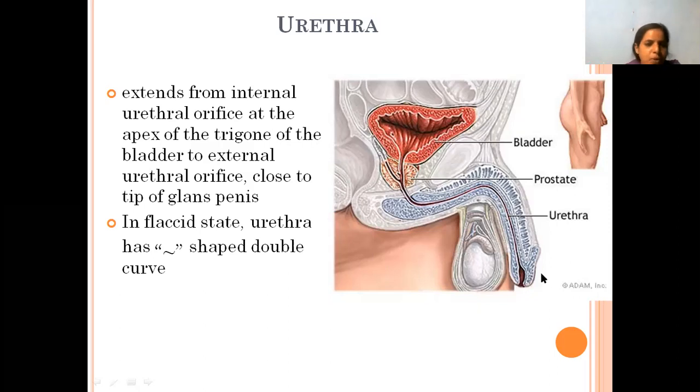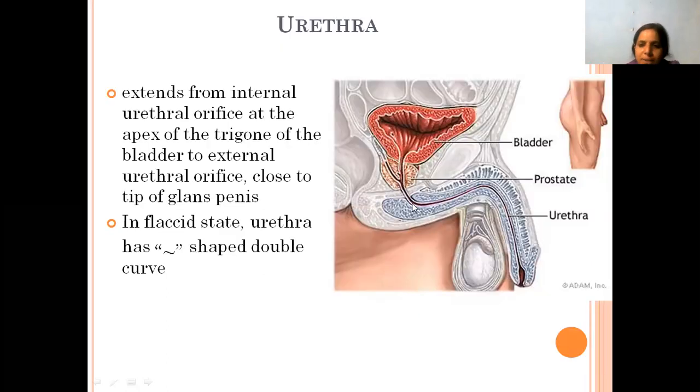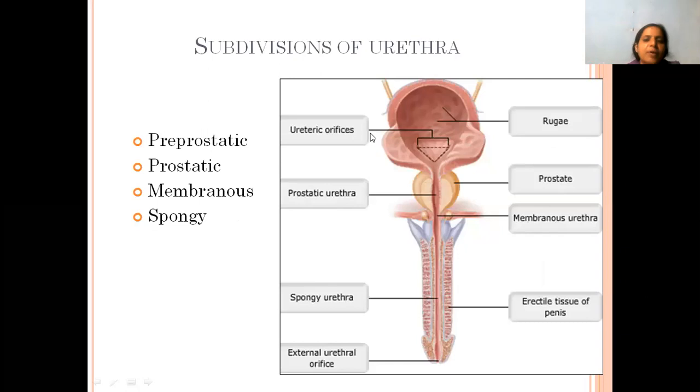In the flaccid state, that means when it is in a closed state, when urine is not passing, it is something like a sigmoid shaped double curve. Okay, then now let us see the parts of the urethra. This is the true direction; for our understanding, we are drawing it like this.